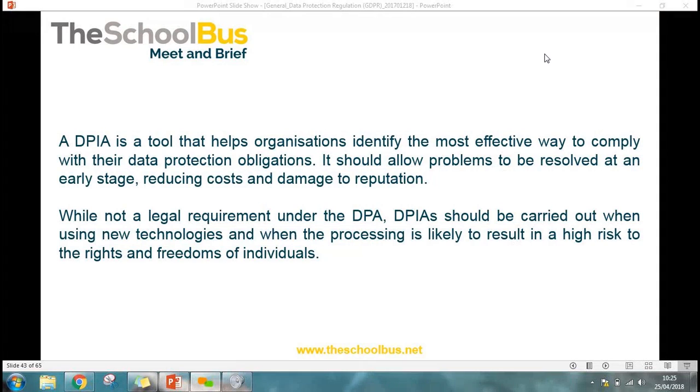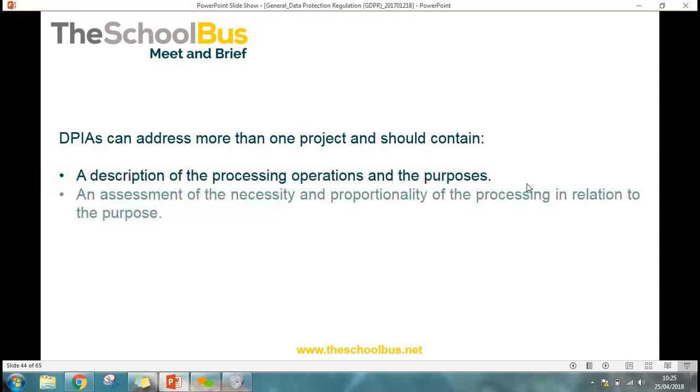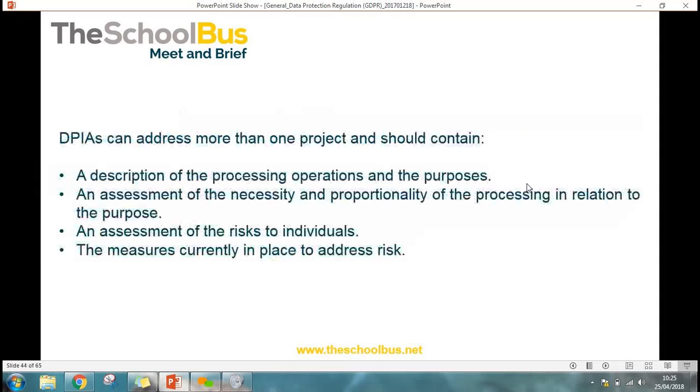So going back to DPIA, it can address more than one project, and it's not an assessment that takes a very long period of time to carry out, but it does give a good framework for doing so. It allows you to work through the operations you're carrying out and where potentially there is a risk, and look at the necessity and proportionality of the processing in relation to the purpose. It also puts boundaries on where we're processing our data. It's very easy for the way we operate to be unbounded, and to keep moving into new areas.